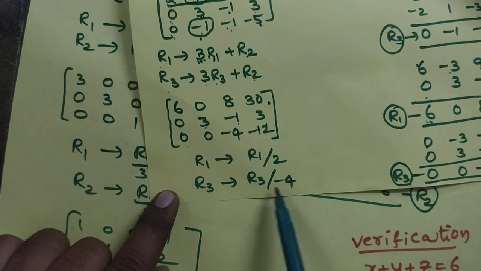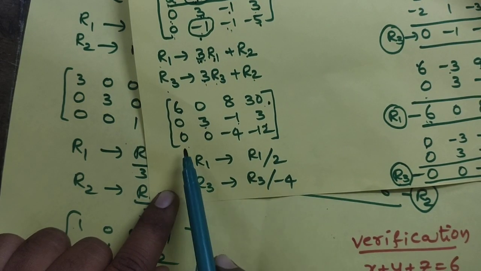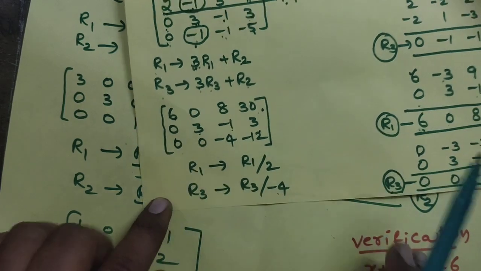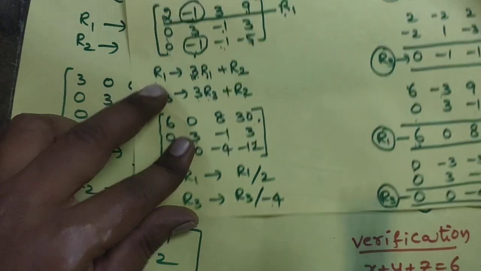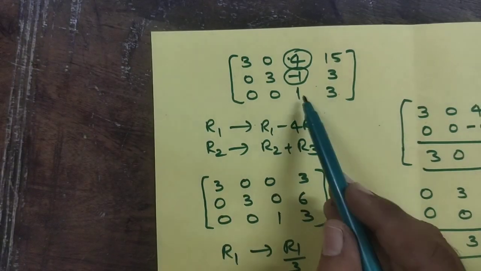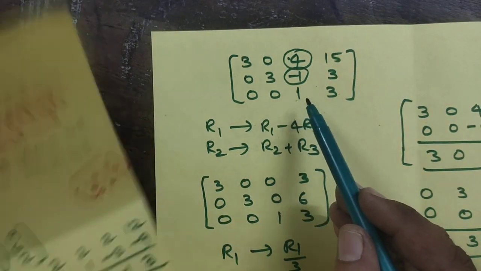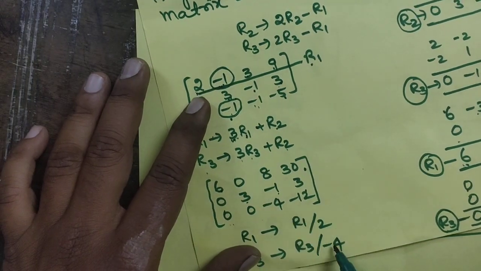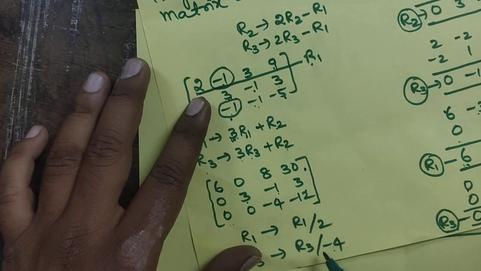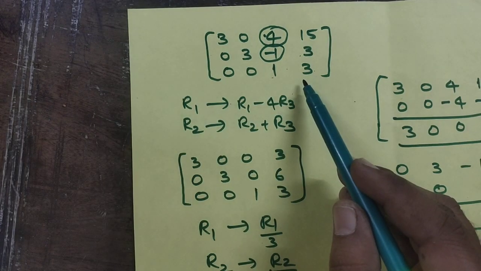R3 gives rise to R3 by minus 4. 0 by minus 4 is 0. And 0 by minus 4 is 0. Minus 4 by minus 4, we get plus 1 and minus 12. Minus 12 by minus 4 is minus minus gets cancelled. In 4 table how many times we will get? 12, 3 times. That we write here.